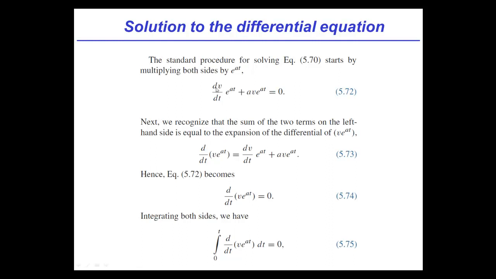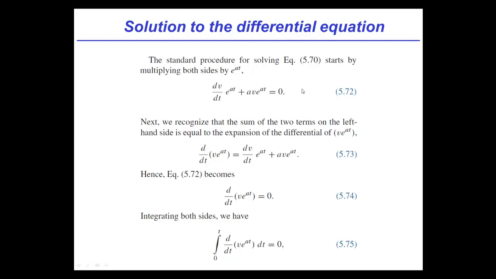Okay. So now, if you look at the left-hand side of the equation, you'll notice that the sum of the first two terms is in fact just the expansion of the differential of V e to the AT with respect to time. Right? In other words, what you're saying is that the derivative of V e to the AT is the left-hand side. Right, because it's the product rule. Correct. That's right. The derivative of this with respect to time is what's shown in this equation on the left-hand side.